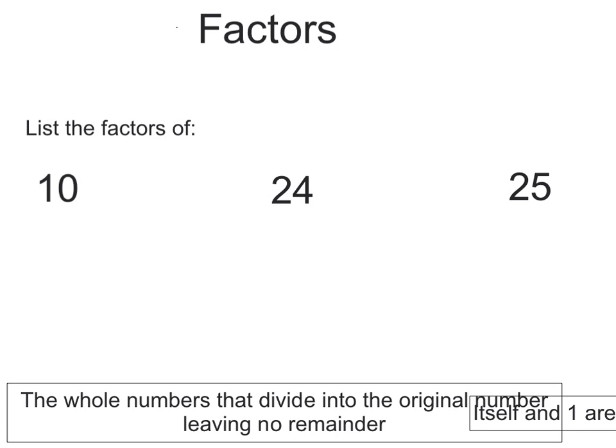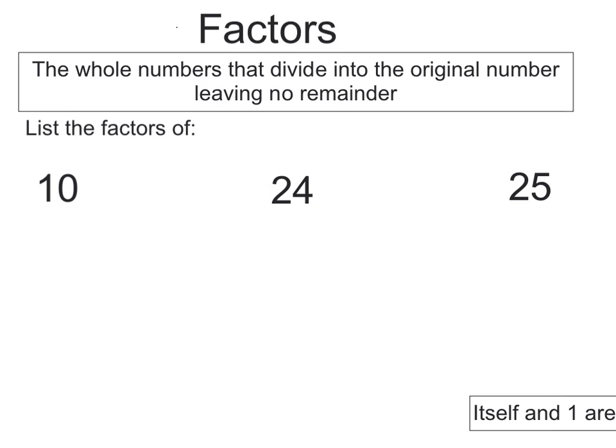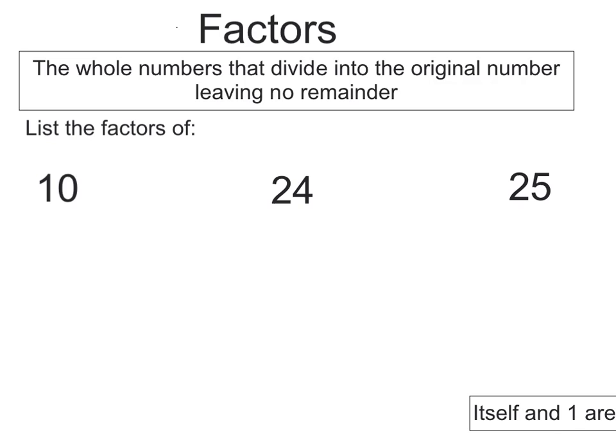Let's look at factors of a number. Factors of a number are whole numbers that divide into the original number, leaving no remainder. We're going to illustrate this by looking at 3 examples, starting with finding the factors of 10.